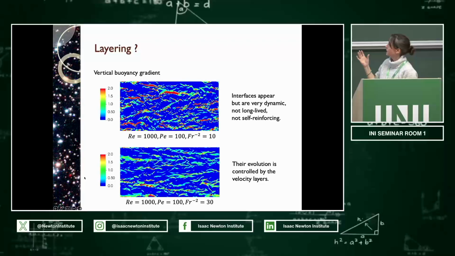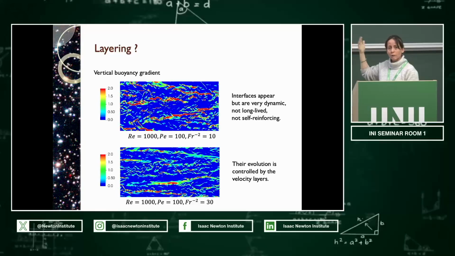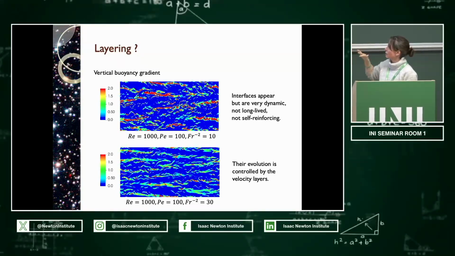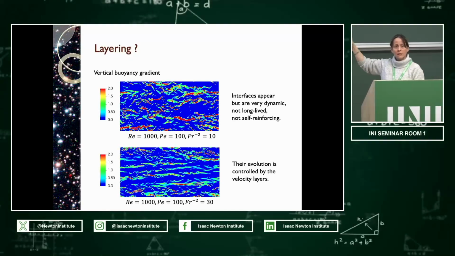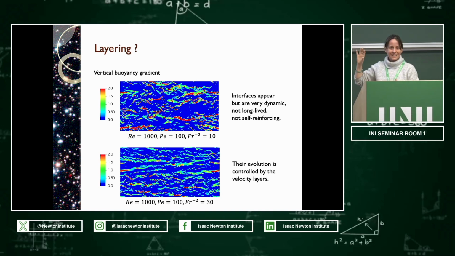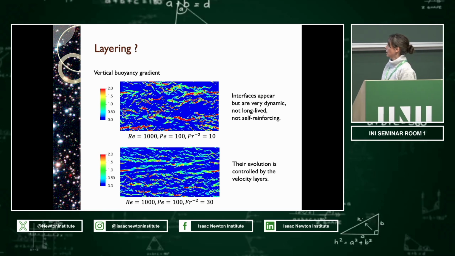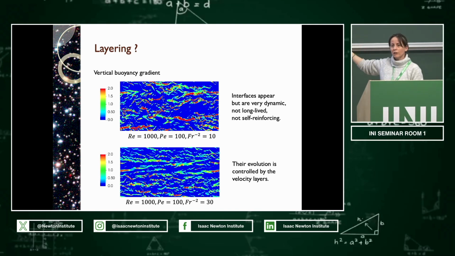The point is, these interfaces appear, but they're very dynamic. They're not self-reinforcing in some sense. They just move around with the flow. These velocity layers that I was showing earlier just advect these interfaces around. Sometimes they destroy them, sometimes they help reform them. But there aren't any density layers, in the sense of the Holford and Linden experiment, that appear here. And that's not inconsistent with, and Alexis might confirm, oceanographic measurements, that they have these interfaces that come in and out, but they don't live for very long.